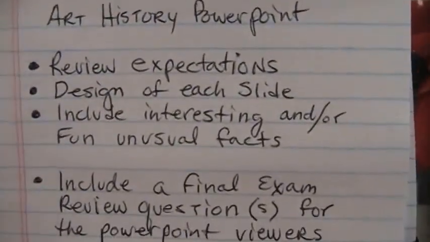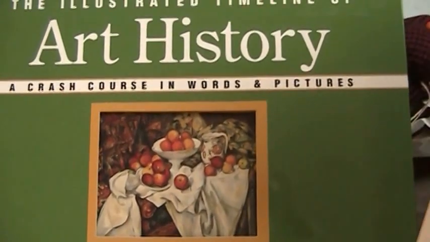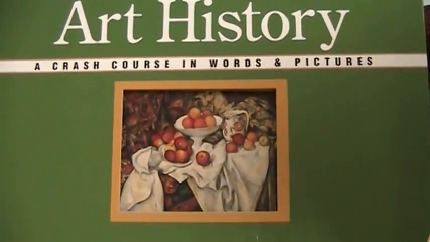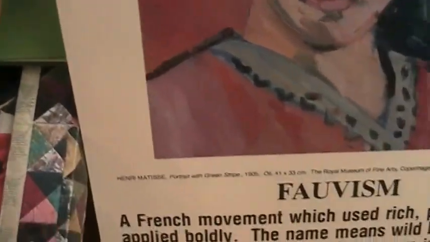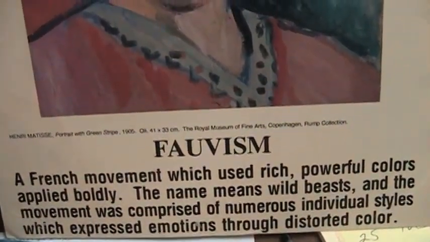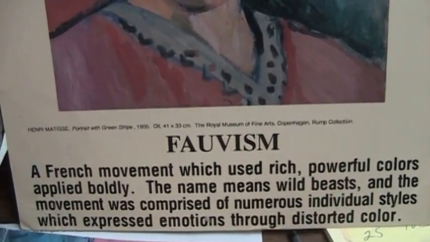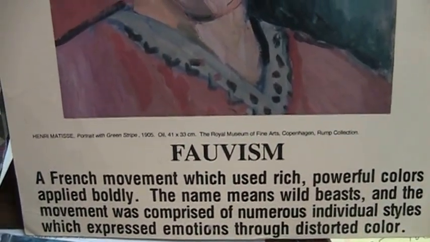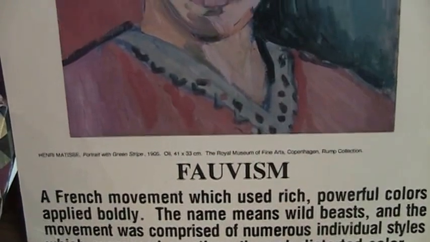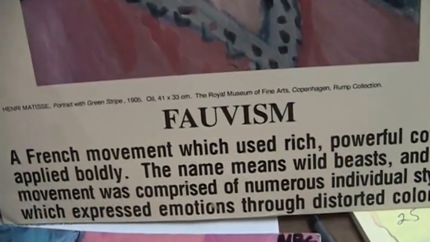Okay? And so here again, recapping what I just stated. We've been using a lot of different resources in the room, lots of different art history books that I have. Of course, the internet. Posters talking about the different styles of artwork. This is one of Henri Matisse. This one is actually called Portrait with Green Stripe. I believe it was done in 1905. And then this is the style in which it was done.